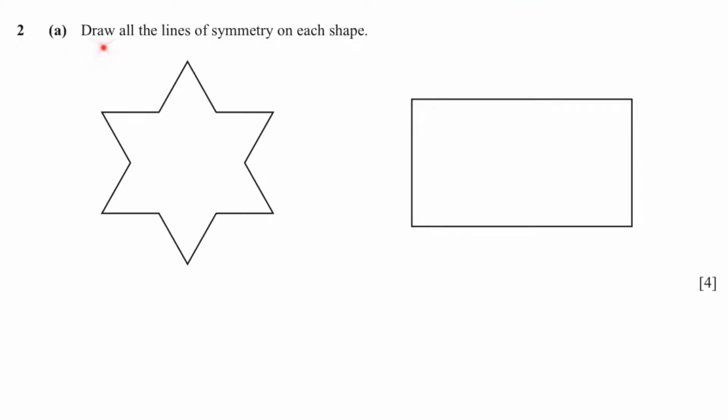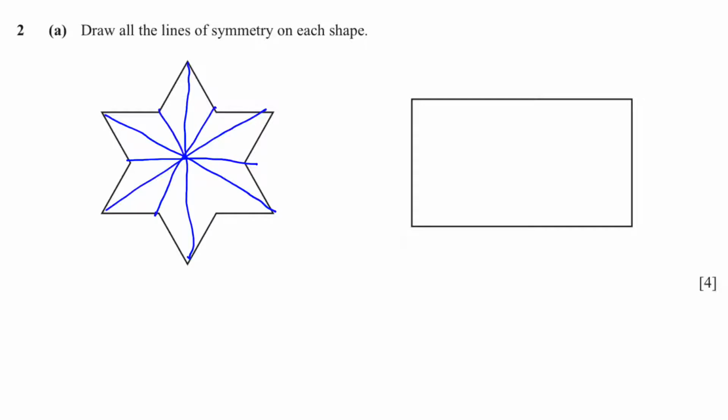Question number 2A. Draw all the lines of symmetry on each shape. A very easy 4-mark question. So you can draw one line here from each tip of the star. First we will draw 2, 3. And then you have here 4, 5 and 6. So there are 6 lines of symmetry for the star. For the rectangle, there are 2 lines, 1 and 2.